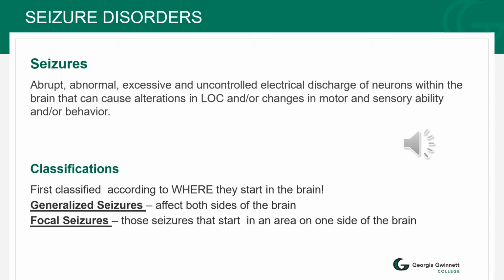There are classifications of seizures we need to be aware of. The first classification has to do with where they start in the brain. If it's a generalized seizure, that's affecting both sides of the brain, both cerebral hemispheres. And if it's a focal seizure, that's one that starts in just one cerebral hemisphere or the other, not both.